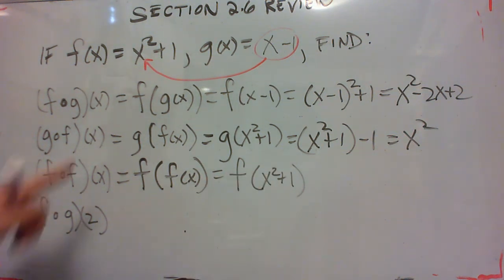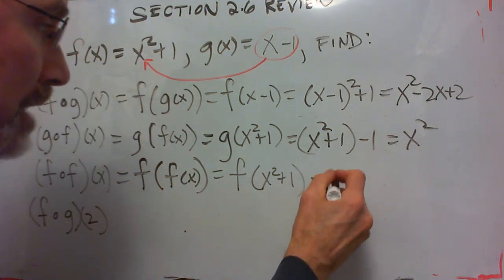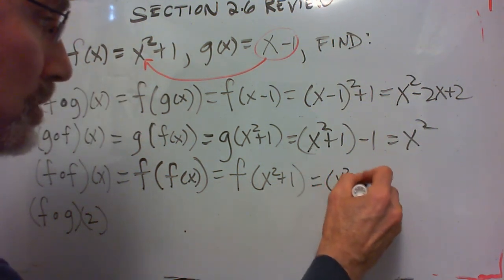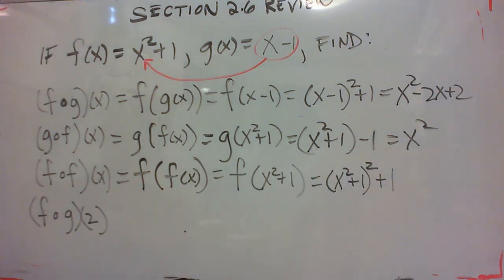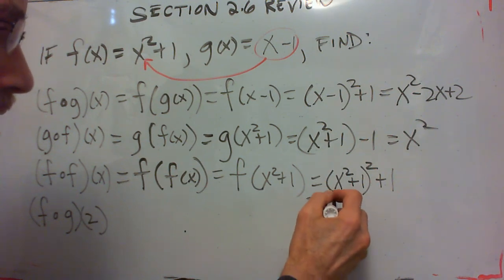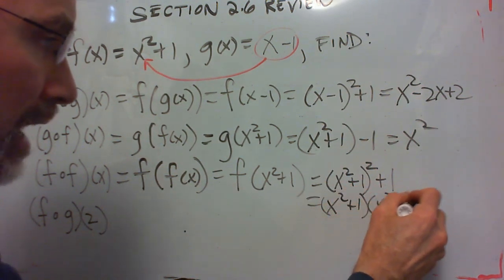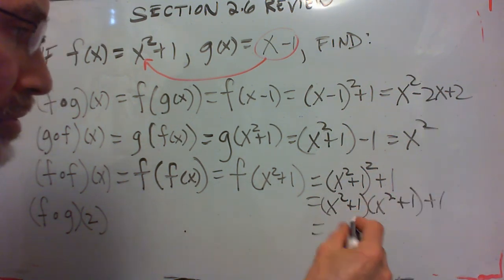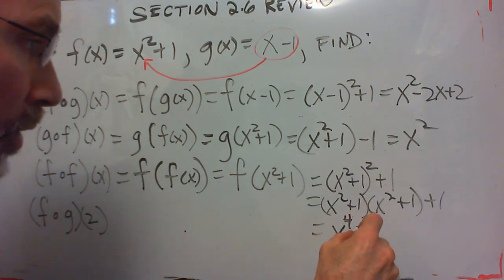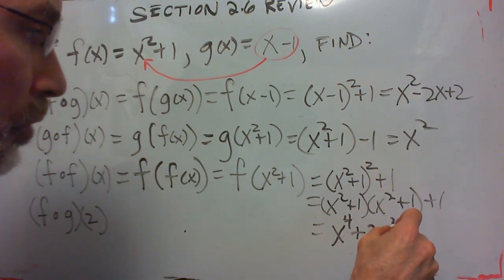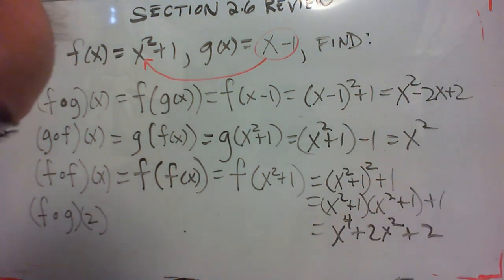So when we do that, we're squaring it and adding 1. We're squaring the input. We're taking x squared plus 1, squaring it, and adding 1. And now you can FOIL that all out, multiply by itself. And when you do that, your end result is x to the 4th plus 2x squared plus 1 plus 1 makes plus 2.